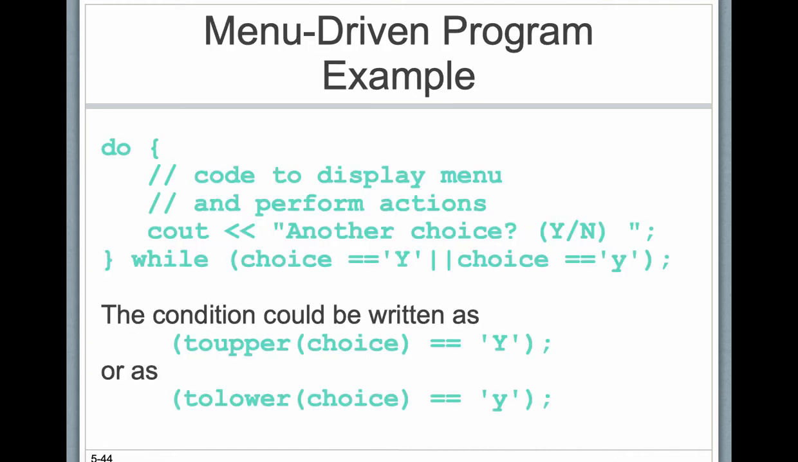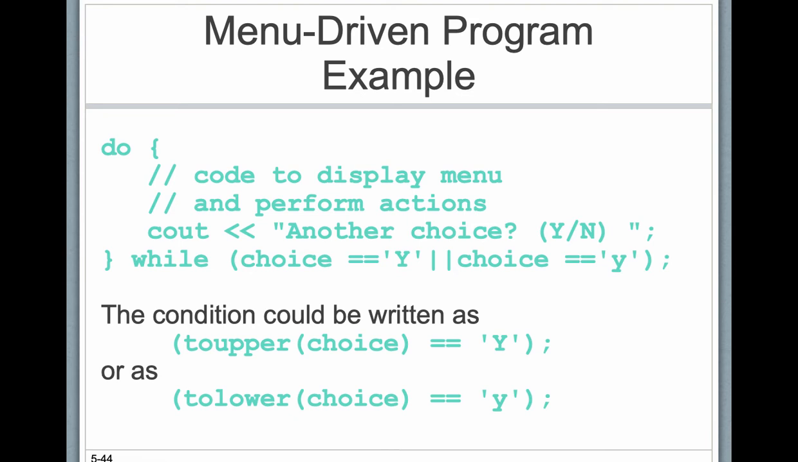This is an example of a menu-driven program, a very basic example. We have the do-while structure, we have the code to display the menu, and then the code to perform the actions, and then we're going to prompt the user: do you want to make another choice? And we're going to continue while choice is equal to uppercase Y or choice is equal to lowercase y, we proceed with another execution. Technically, if the user enters anything other than Y, the program will finish.